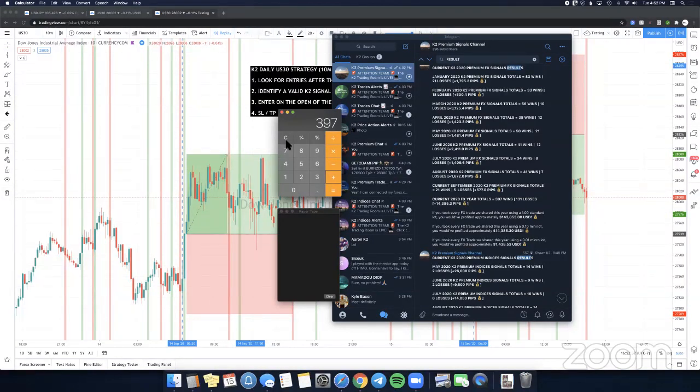So 397 plus 131, so that's like 528. So 397 divided by 528. Our Forex is still at a 75.1% win rate. That's a pretty high win rate. If you have above 50%, then you're pretty decent. If you're using proper risk management, your account should be in profit by this point. It might not be amazing, but you should still be in profit.